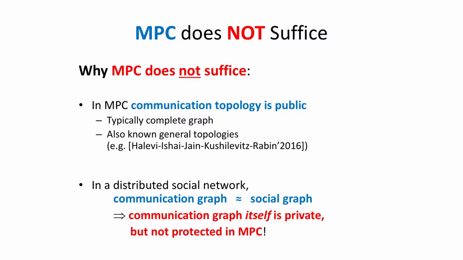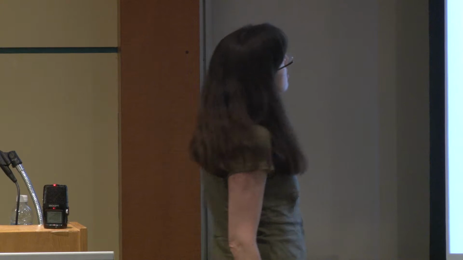And in our setting, the Facebook example, the communication graph, that's the social graph. We don't want it to be public. That's part of our secret information. So MPC needs it to be public, but we want to keep it private, so MPC cannot protect this information. So what is our goal?